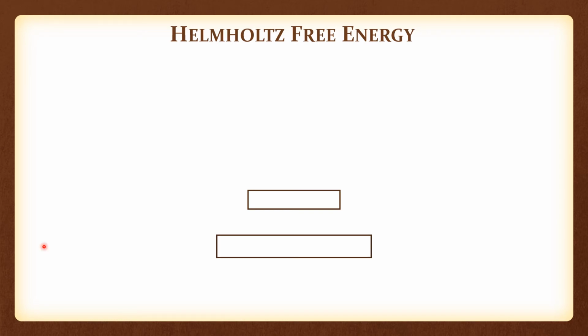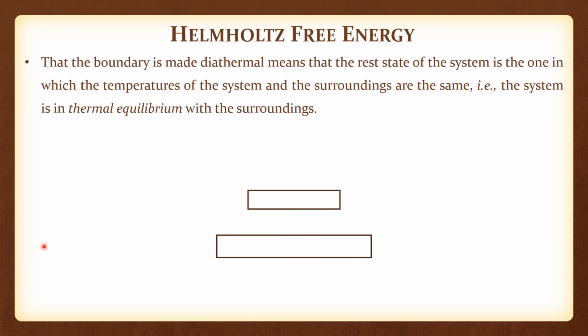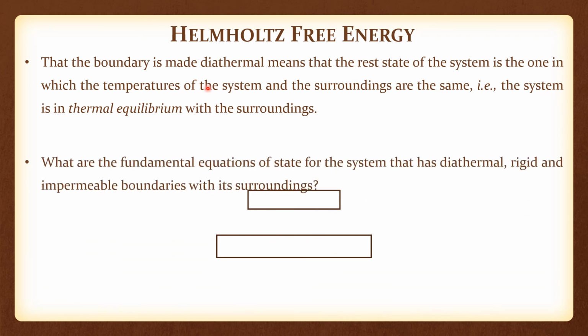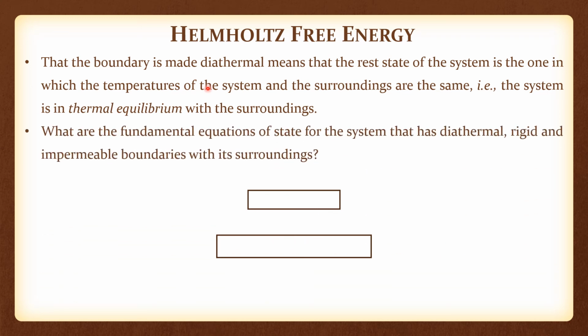So Helmholtz free energy arises when the boundary is made diathermal, and therefore the rest state of the system is the one in which temperatures of the system and surroundings are the same. In other words, the system is in thermal equilibrium with the surroundings, and therefore the temperature is fixed, and by changing the temperature of the surroundings, you have temperature being the independent variable. So this was similar to the arguments made for enthalpy.